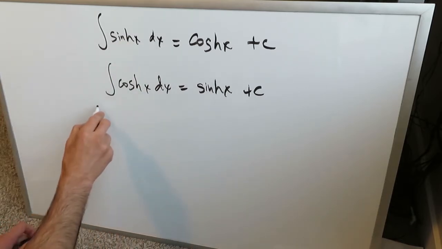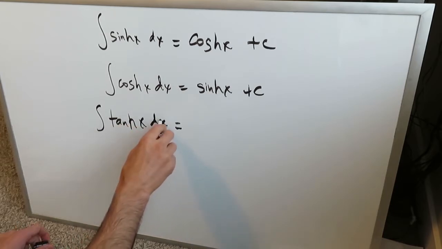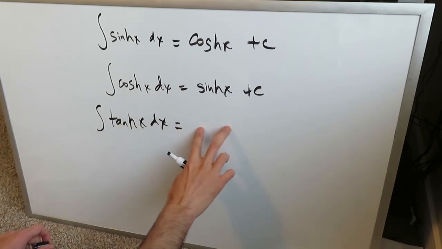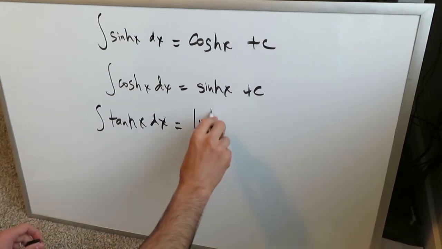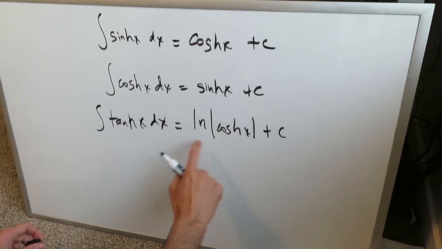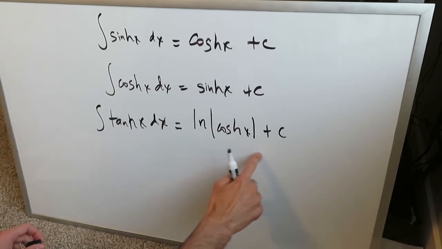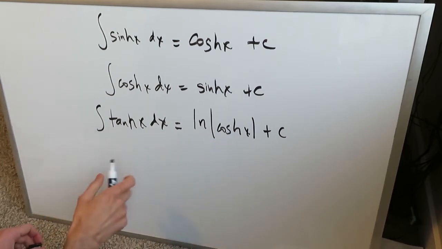The next one we want to look at is hyperbolic tangent. You're coming up with an answer such that if you took the derivative of this, you should end up back over here: natural log of cosh x plus c. You see? This right here ends up being the antiderivative of this. Why? Because when you do the derivative of this, you end up back over here, and I can show you that very easily.